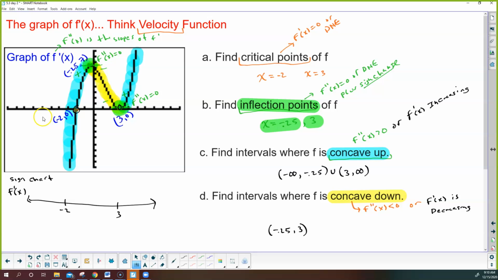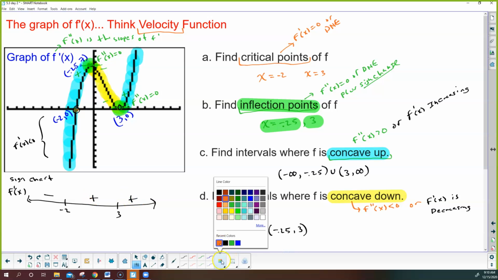But then I notice that f prime of x is negative anytime it's below the x-axis. So I've got a negative f prime right here. And then after that, it's always above or equal to 0, so it's positive, positive. So if you make a sign chart from this, notice what happens. I have decreasing slopes, and then I go to increasing slopes. Well, wait a minute.